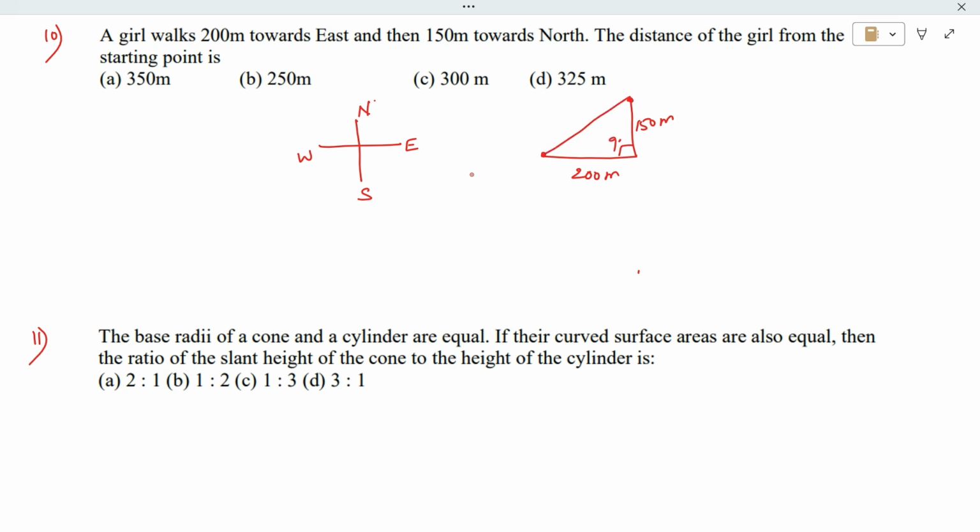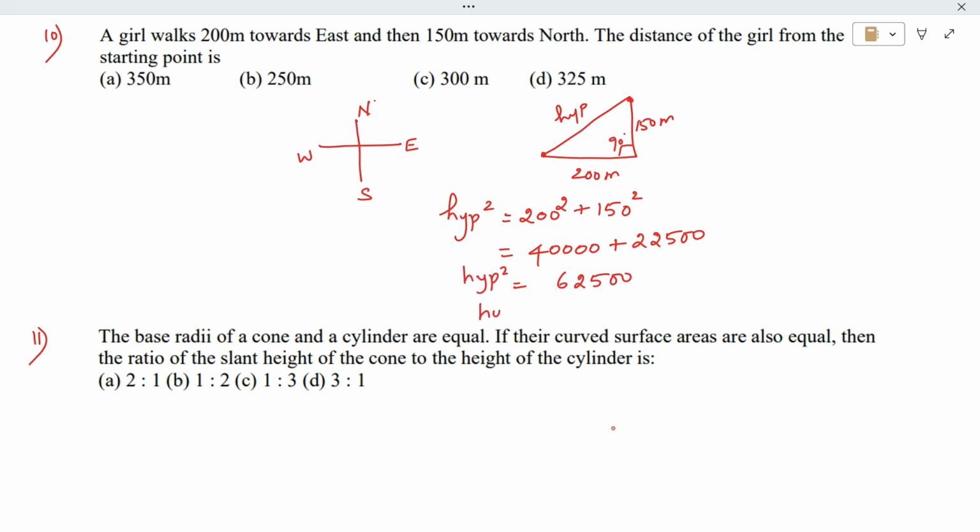So you can see this makes an angle 90 degree. So this is a hypotenuse side. As per Pythagoras theorem, hypotenuse square is equal to sum of square of other two sides. So it is 200 square plus 150 square. 200 square is 40,000 and 150 square is 22,500. When you add these two, I will get 62,500. So hypotenuse square is equal to 62,500. Hypotenuse is equal to root of 62,500, which is 250 meter, which is option B, 250 meter.